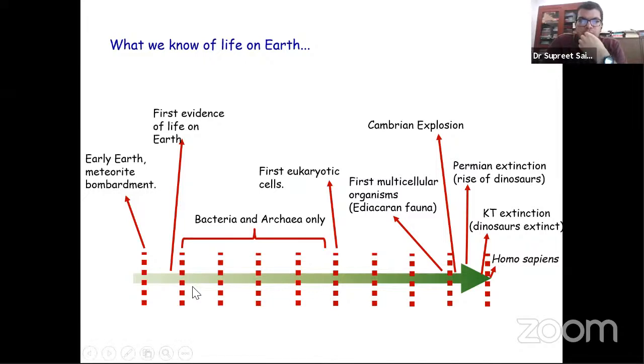For the next about 1.5, 2 billion years, these single-celled prokaryotes without nucleus, bacteria and archaea, were the only life forms existing on the planet. And it's only about 2 billion years ago or so that we have the first eukaryotic cells come into existence. And once that happened, it took a further billion years or so for the first multicellular organisms to come up. The first evidence we have of that is from an era called Ediacaran fauna, which happened about 560 million years ago or so.